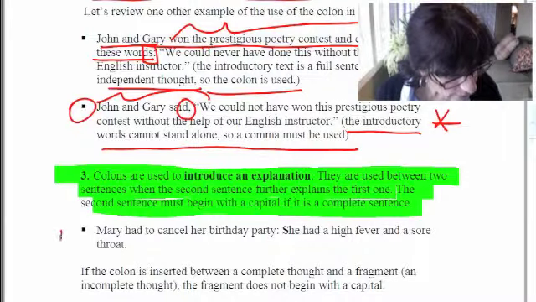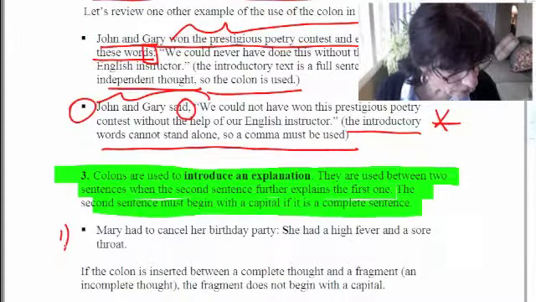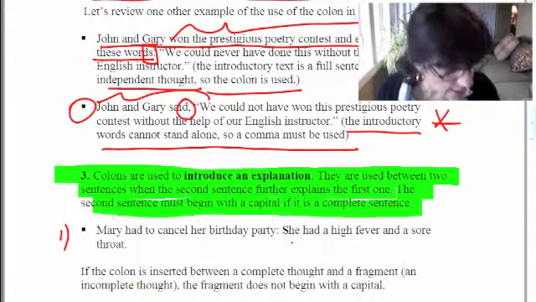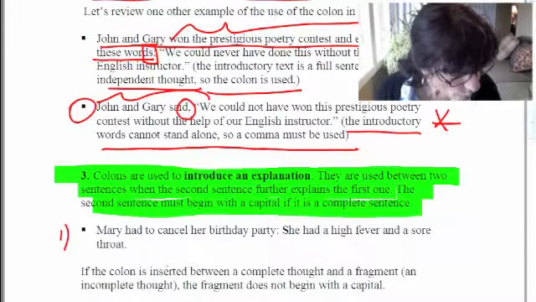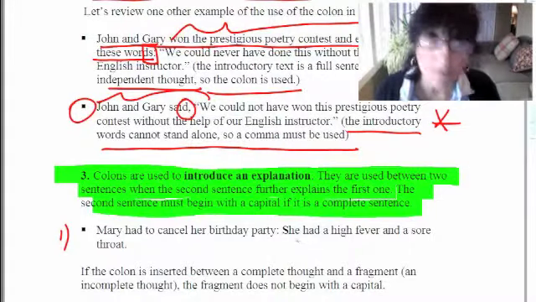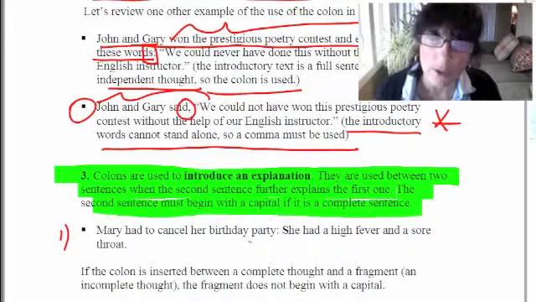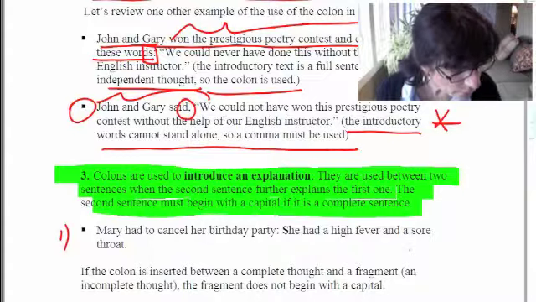The first one here, Mary had to cancel her birthday party. She had a high fever and a sore throat. Okay, you've got two complete sentences. You could have put a period and started a capital. There are different ways of joining sentences, but for variety, I added the colon. But if you're going to add the colon, you have to make sure that they both are full sentences, which they are. Mary had to cancel her birthday party is one idea. She had a high fever and a sore throat is the next idea.